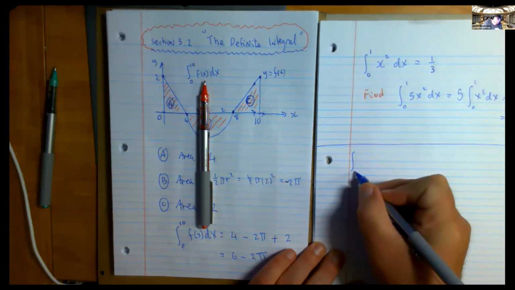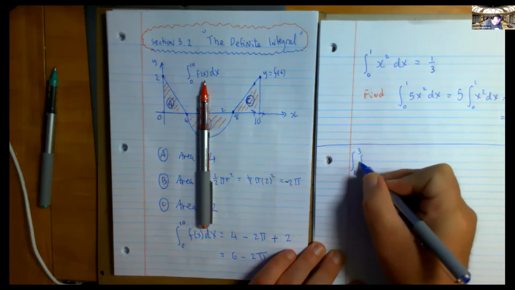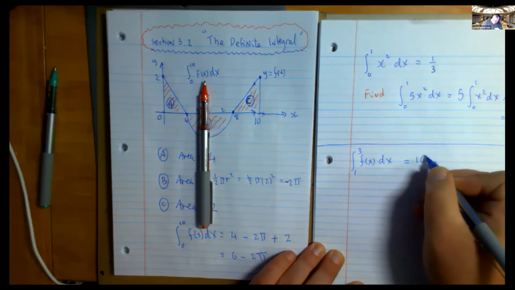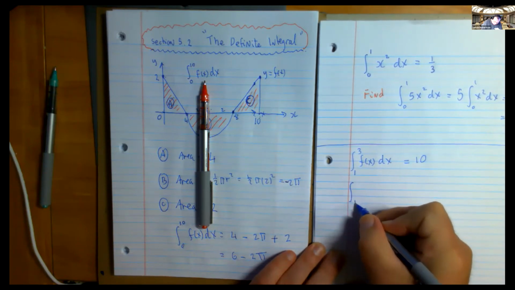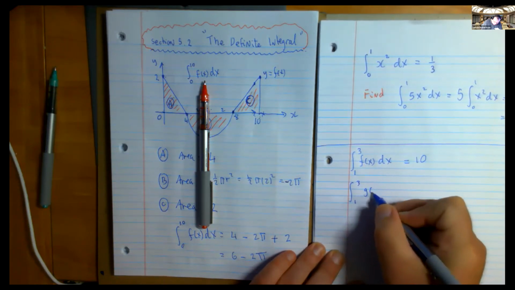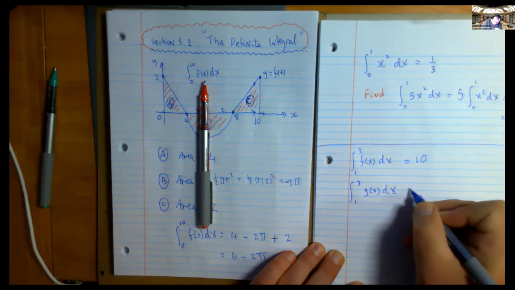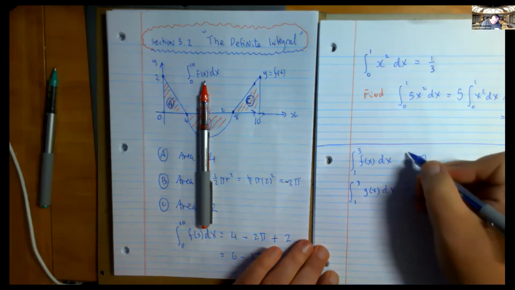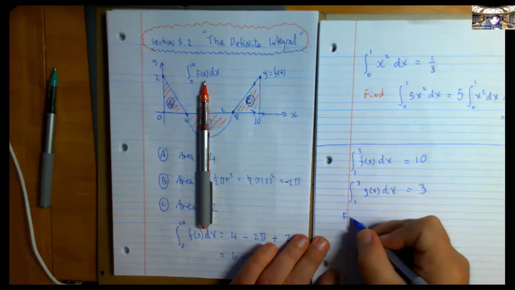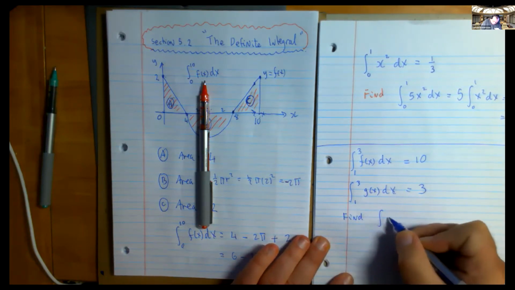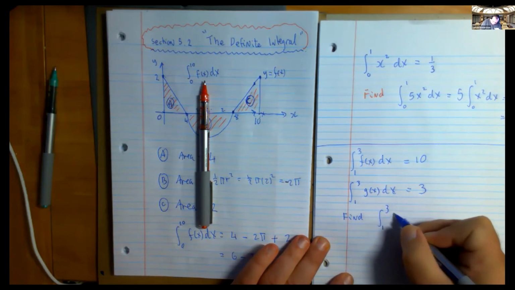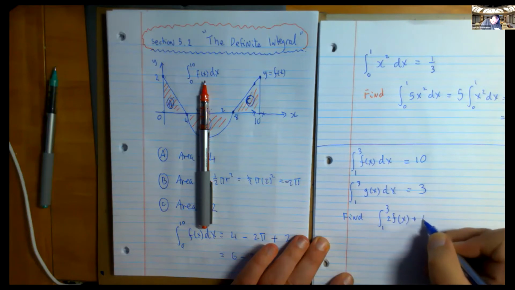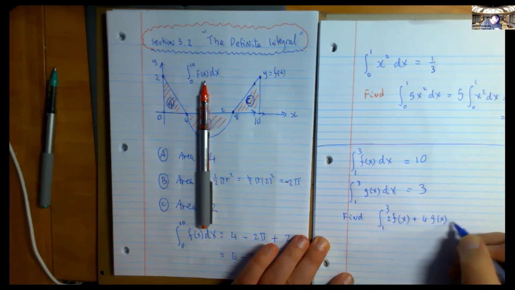Suppose I tell you that the integral from 1 to 3 of some function f of x, that area is 10. And then I also tell you that from 1 to 3, a different function called g of x, its area is 3. Then I can use this information to find what the integral from 1 to 3 of 2 times f of x plus 4 times g of x is.